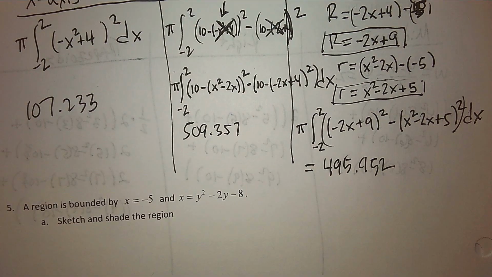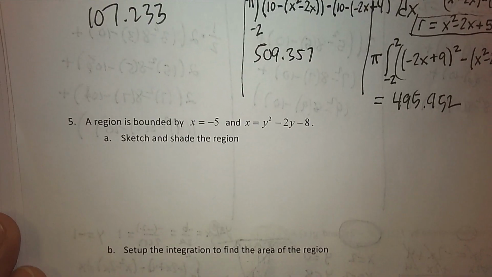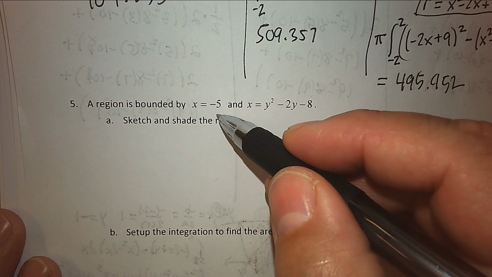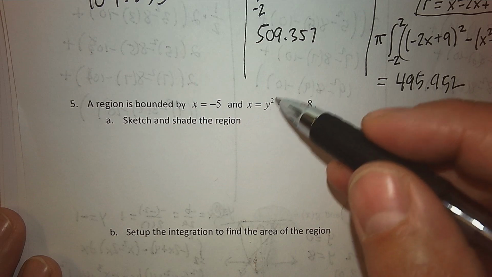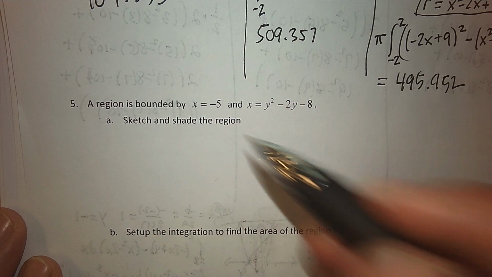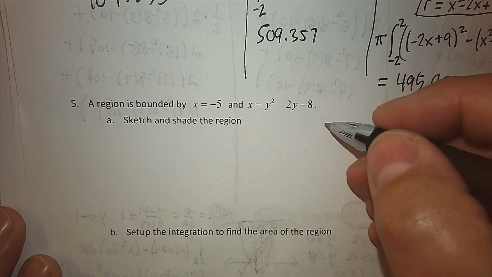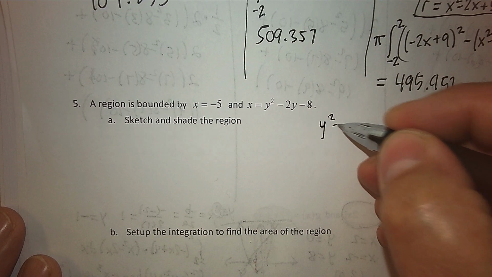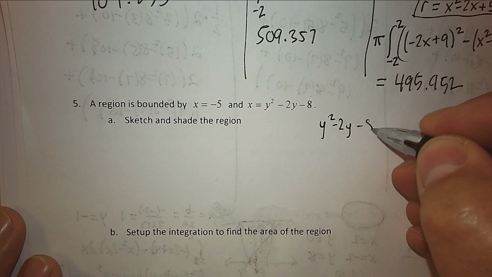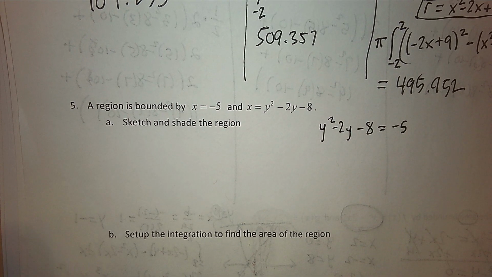All right, here's number 5. It says, a region is bounded by x equals -5 and x equals y squared minus 2y subtract 8. It says sketch and shade the region. So I want to sketch this. Obviously, what would be a good thing to find that we don't know are the points of intersections. Let's do that. So obviously, this is not a function. It's okay. Both are already set up nicely, meaning they both say x equals, right? So that means I can make them equal to each other and then solve it.